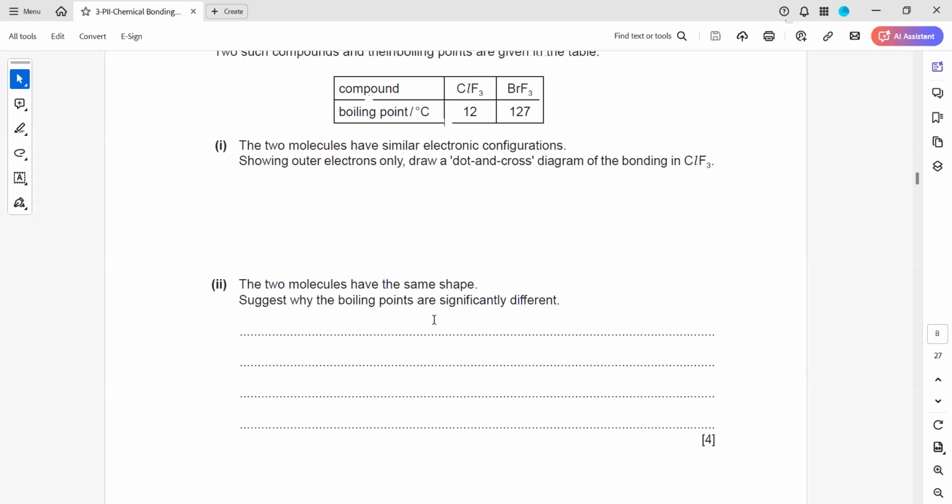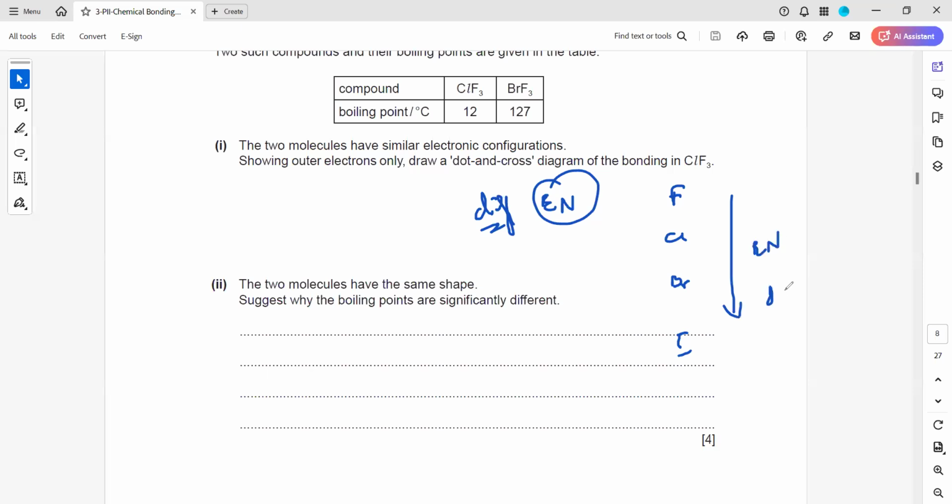No, both forces do not increase with the number of electrons. The dipole-induced dipole forces increase as the number of electrons increases. The dipole force, or the permanent dipole, depends on the difference in the electronegativity. So if there is a greater difference in electronegativity, for example, we have fluorine, chlorine, bromine, and iodine, as we go down the group, the electronegativity decreases.